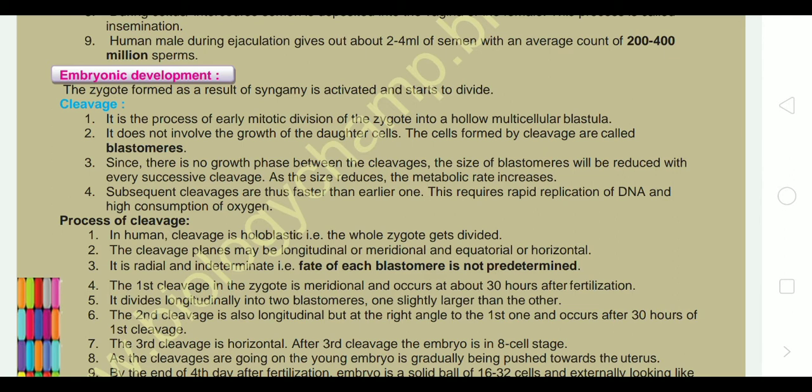a kind of female gamete, that is lined with the zona pellucida.